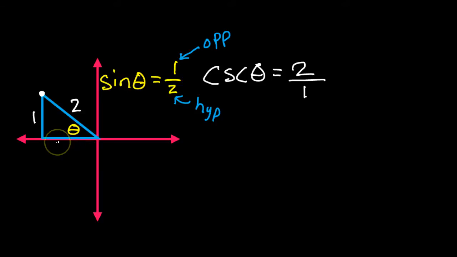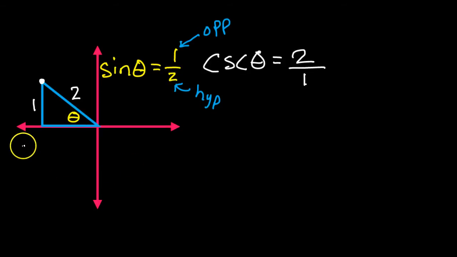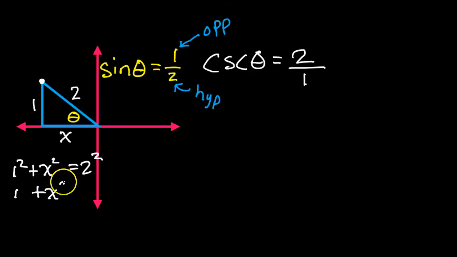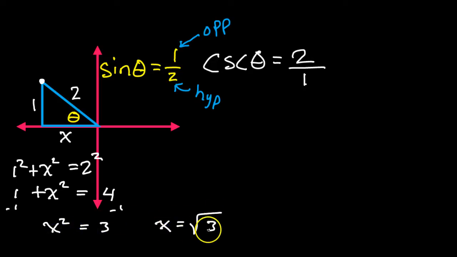So the x value, we will use the Pythagorean Theorem to find it. So we're going to go a squared plus b squared equals c squared. So this is like the x value that we're trying to find. So 1 squared plus x squared is equal to 2 squared. So that's 1 plus x squared is equal to 4. Subtracting 1 from both sides, that gives me x squared is equal to 3. So therefore x is equal to the square root of 3.